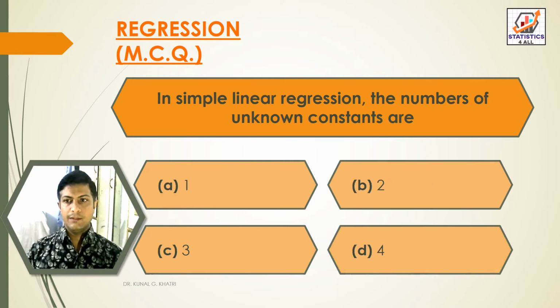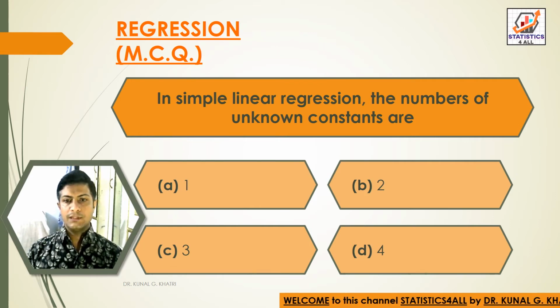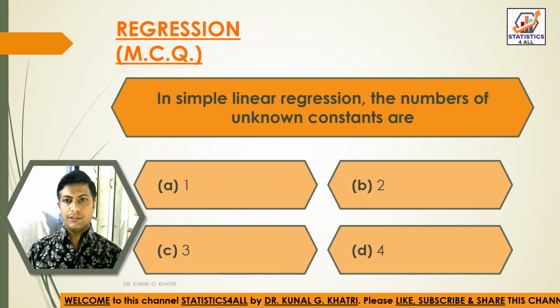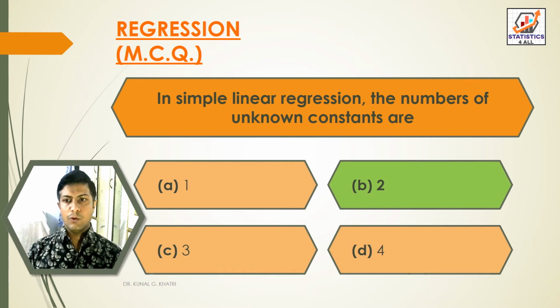Next question. In simple linear regression, the number of unknown constants are option A 1, option B 2, option C 3, option D 4. So here we have answer option B, 2. In simple linear regression, the number of unknown constants are 2.